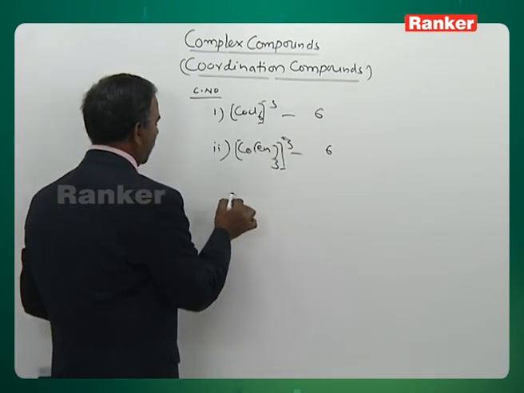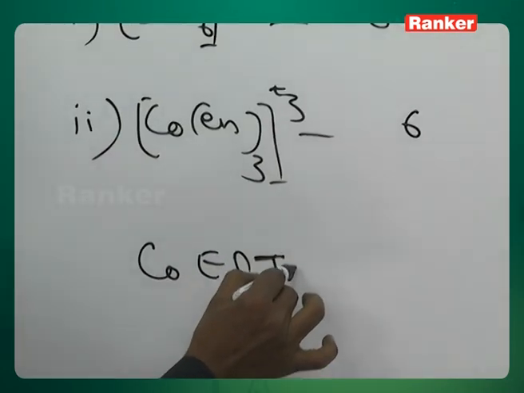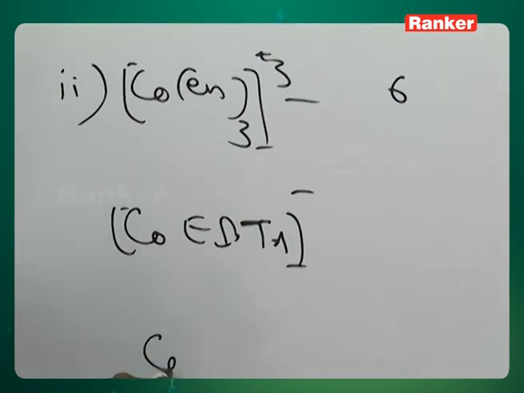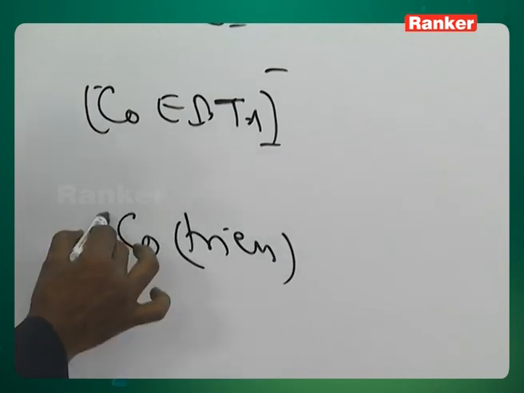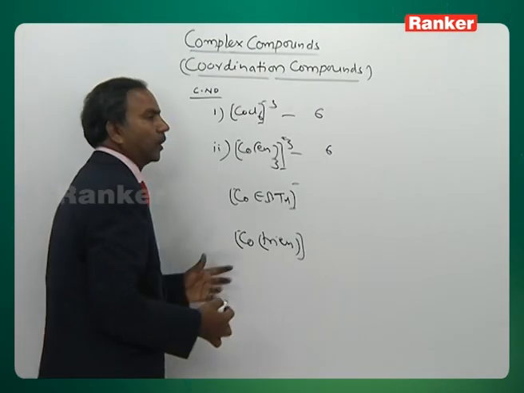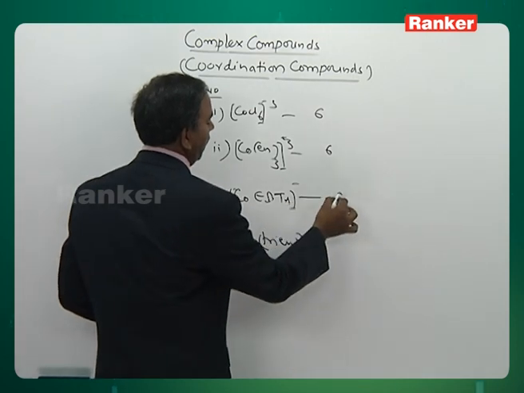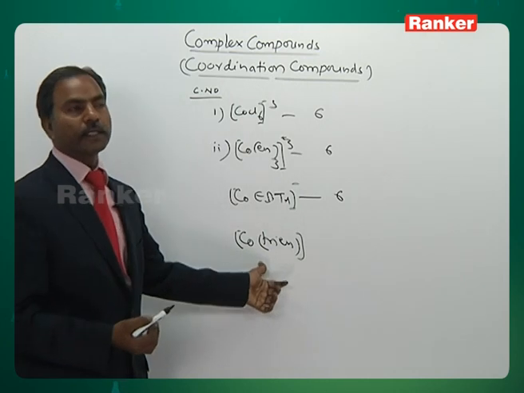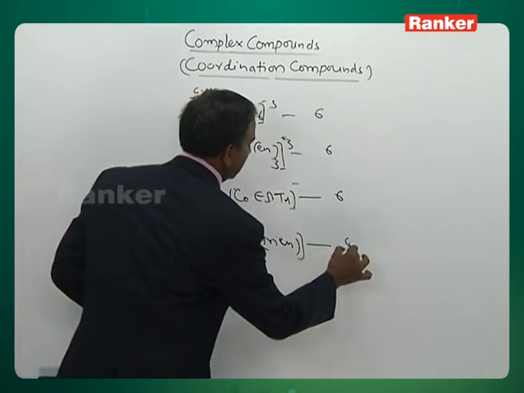Let me write a few more complexes. Suppose Co EDTA, [Co(EDTA)]⁻, and let me write Co trien. What is the number of donor atoms? We should know. Here EDTA is hexadentate, so the coordination number is 6. Here trien is carrying 4 donor atoms. It is capable of forming 4 chemical bonds.